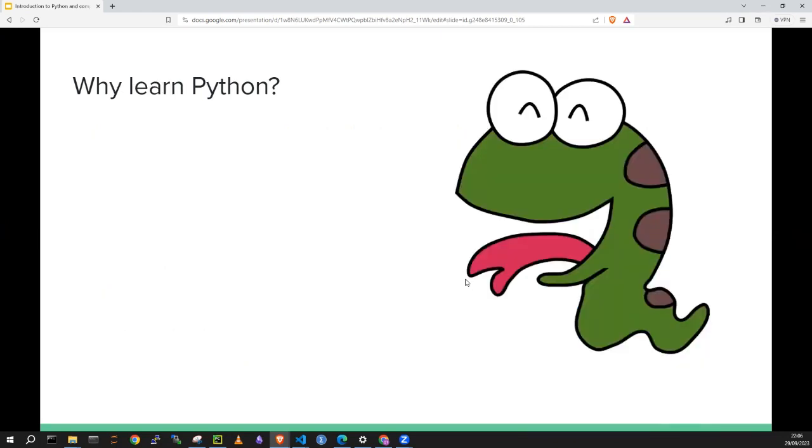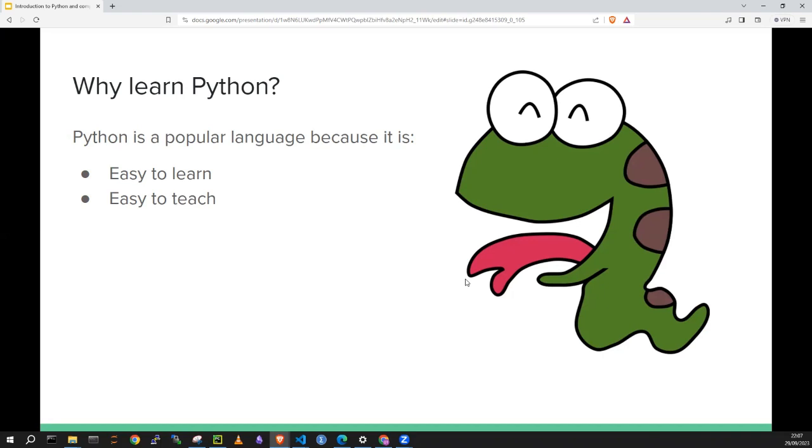So why learn Python, right? Why is Python a popular language? If you go to one of these programming popularity indexes, you see that Python is usually in the top 5, if not top 10, consistently, right? So it's easy to learn. Essentially the learning curve of Python is not as steep as other programming languages. And this means that we can start programming a lot faster, right?